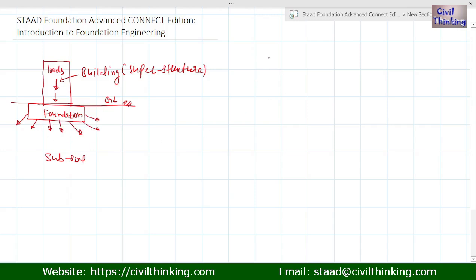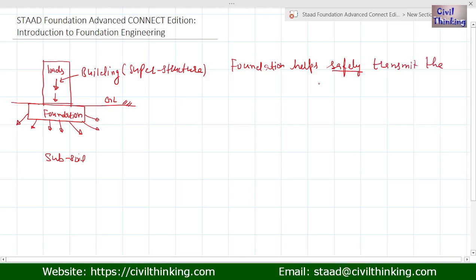So if I write about this, I can write: foundation helps safely transmit the loads from superstructure to the soil. I will use the word safely. So it transmits these loads to the subsoil, but safely.